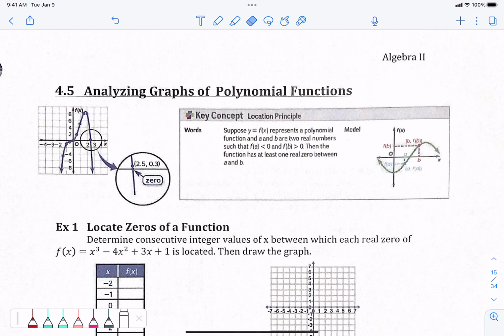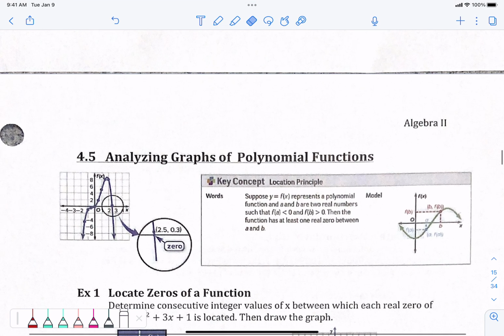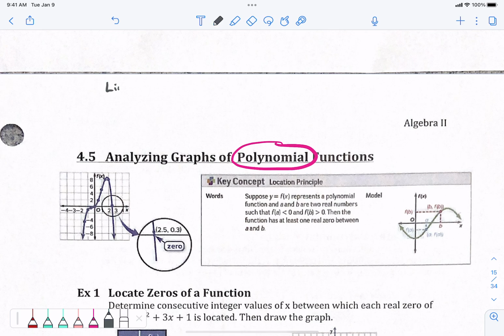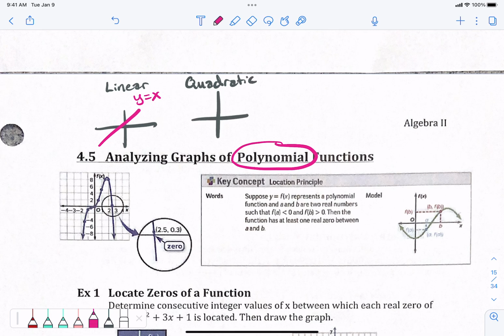So, locating and analyzing graphs of polynomial functions. The polynomials that we've looked pretty closely at are linear functions, which look like a line, like y equals x, or y equals mx plus b. Then we had a whole chapter about quadratic functions, and those look like parabolas, y equals x squared.